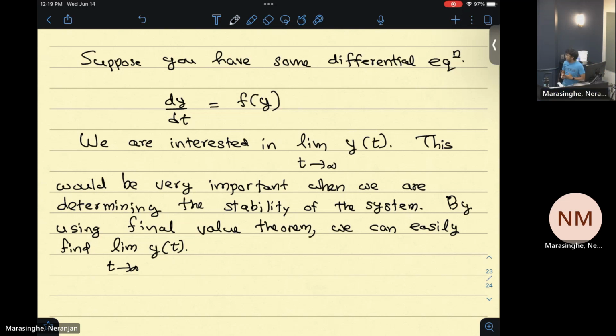Understand that, right? When you are learning a theorem, first try to understand why we are going to learn this. That's important, right?